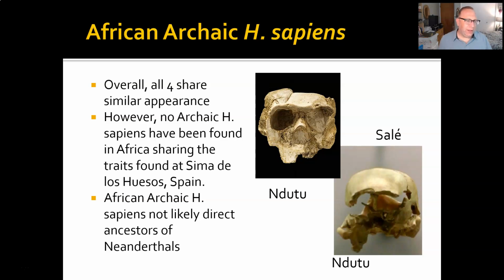Now, none of these 4 share some of the unique traits of the Sima de los Huesos Archaic Homo sapiens. Which means that a lot of the features that would later progress and be passed on into the Neanderthals, that should tell us something about the origin of the Neanderthals. It is highly unlikely that they started in Africa.